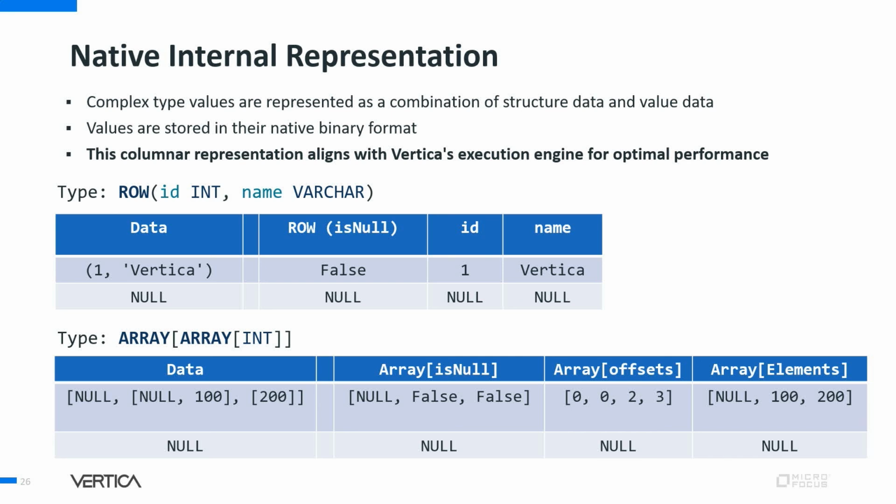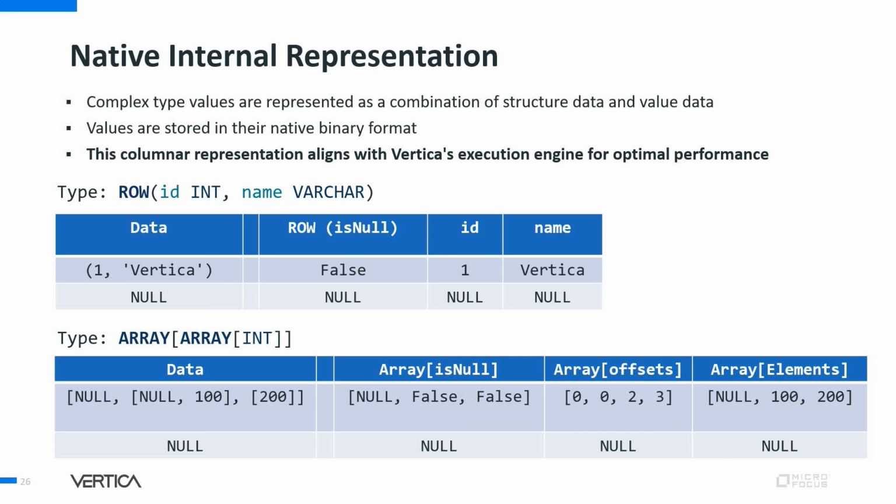This columnar representation has columns for both structure data and value data. For a row type, each field is its own column. We also have a structure column to indicate for each row whether the complex value is null. This allows a null row value to be distinct from a row value that has all null fields. In this example, we have a row with 2 fields, ID and name, so we'll end up with 3 columns inside the query engine.